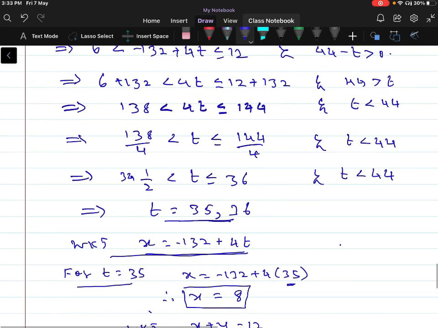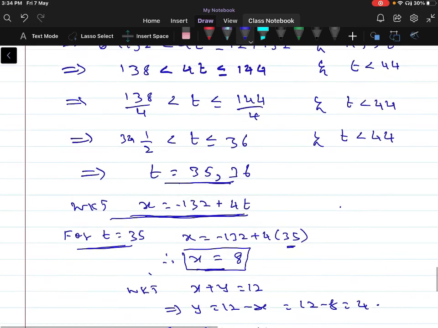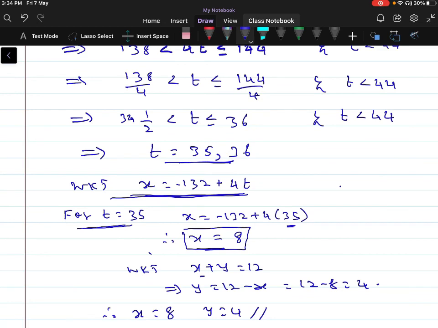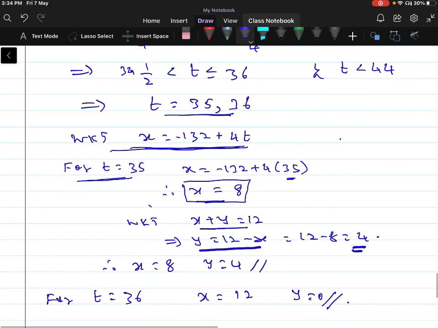We know x is equal to minus 132 plus 4t from the solution of the Diophantine equation. For t equal to 35, x is 8, and we know that x plus y is equal to 12. So y is equal to 12 minus x, so 12 minus 8 is equal to 4. Therefore x is equal to 8 and y is equal to 4, the first case. For t equal to 36, x is 12 and y is equal to 0.